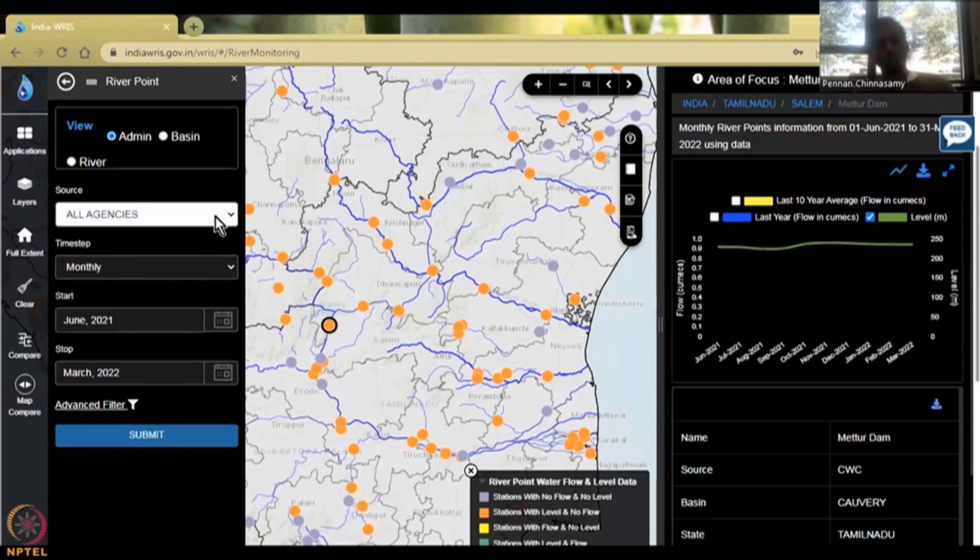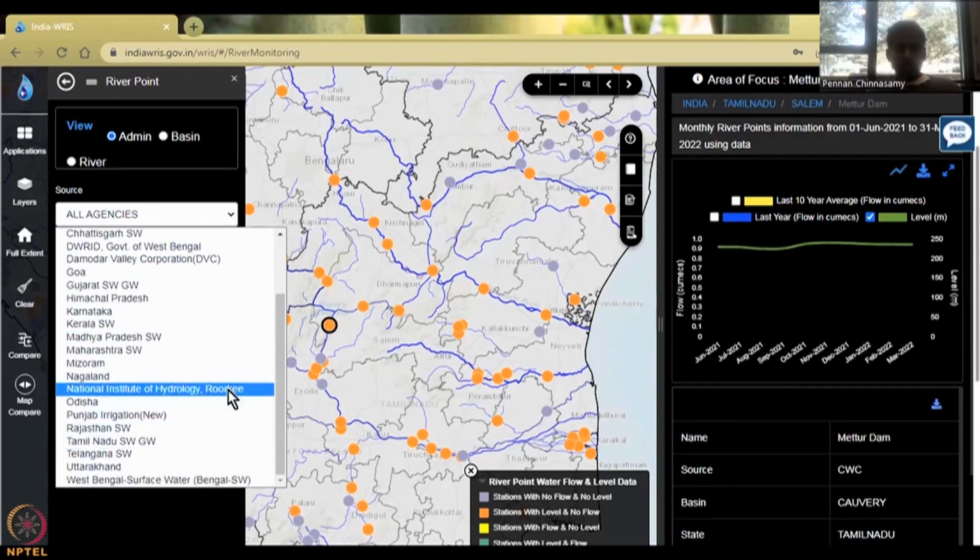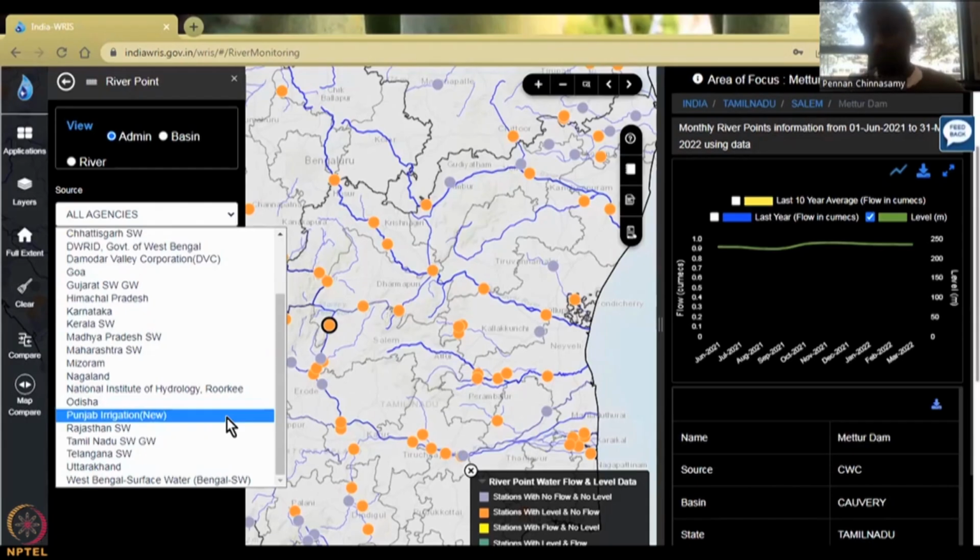Multiple agencies are there. Since we've zoomed into Tamil Nadu, mostly the agencies in Tamil Nadu will be shown here, but you can see that there are state agencies and the central agency CWC. These are state DWRD, Damodar Valley, etc. And then, as I said, NGO-type activities and others will also be monitoring the data. The point is the data would come from all these different sites, but they have put it in here to make sure that everyone has access to this data.